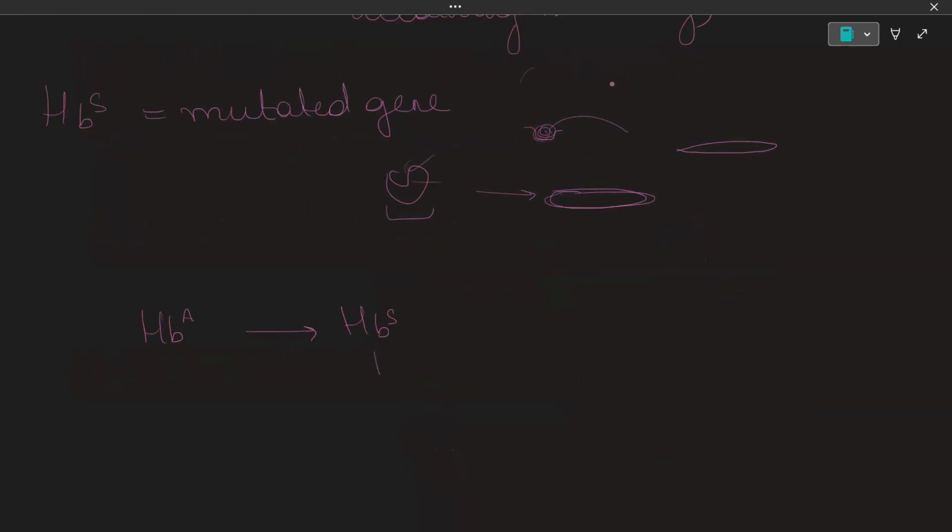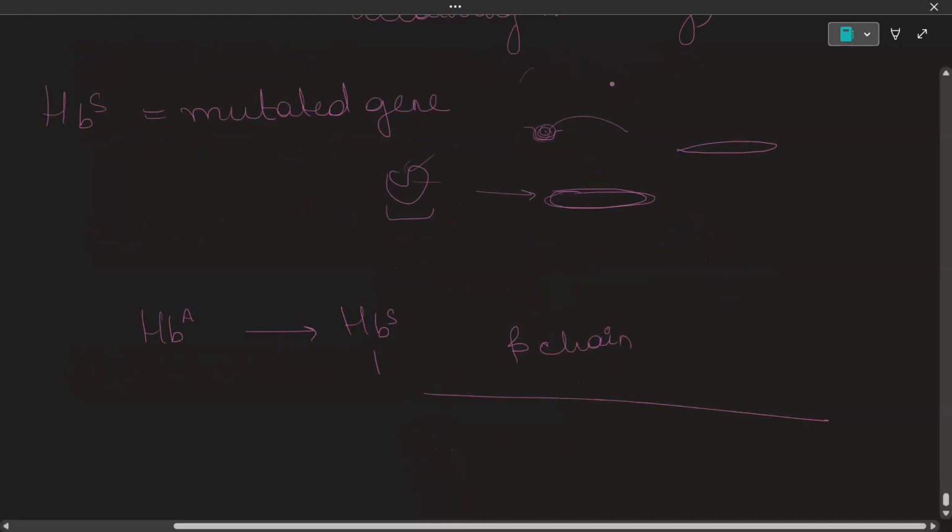Now, the hemoglobin has a beta chain. Okay, it has a chain like this. Like any protein chain, a protein is made up of many amino acids. So now 1, 2, 3, 4, 5, 6, 7. At the sixth position, there used to be glutamic acid. It is one amino acid. When this type of chain is there, a normal hemoglobin will be synthesized.